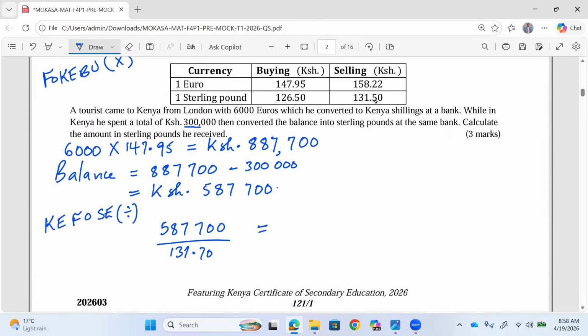This is 0.5, not 0.7. So you should be very keen at some points. This is going to be exactly 4469.20 sterling pounds.